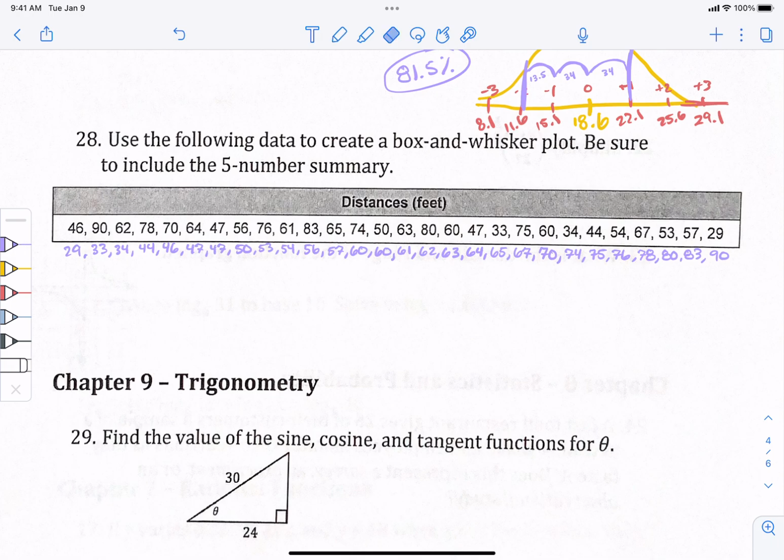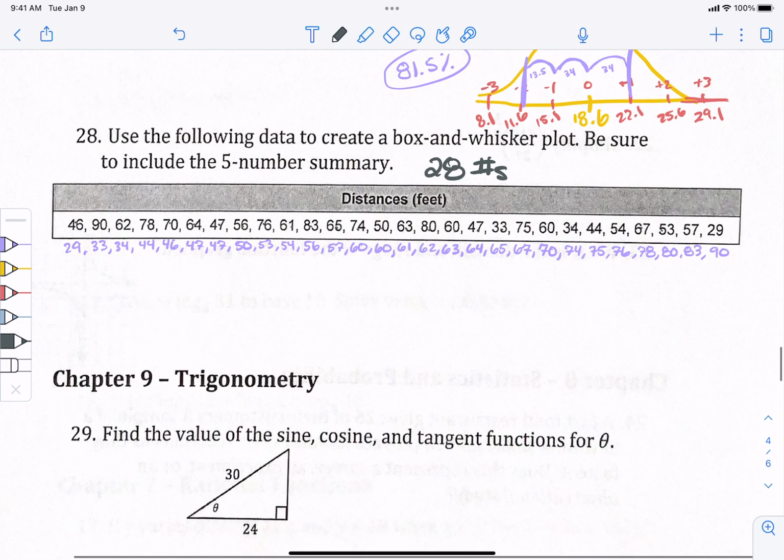Okay. All right, number of numbers there are: 1, 2, 3, 4, 5, 6, 7... 28 numbers. I'm going to write that down. I think I counted that right. 28 numbers. The 5-number summary. Do you remember what that involves? The min, the max, the median, the Q1, and the Q3. And those tell me where my box and whiskers are located.